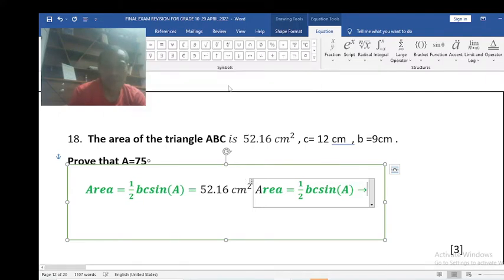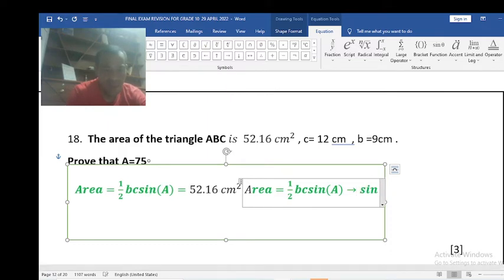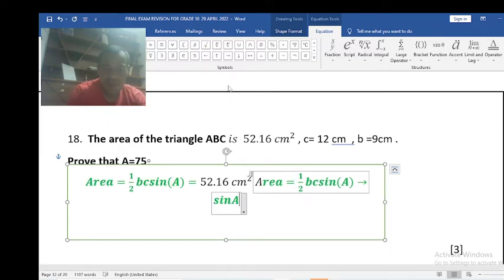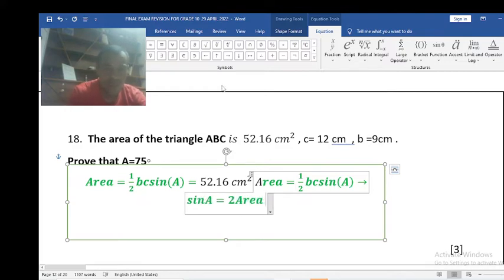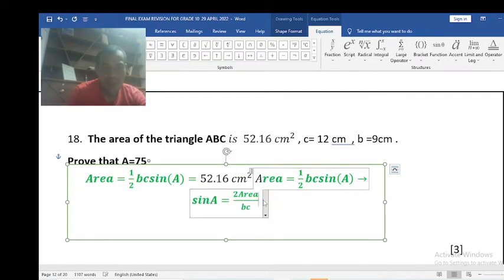This one means sine of A. Sine of A is equal to what? 2 times the area divided by BC. Okay, now just substitution.